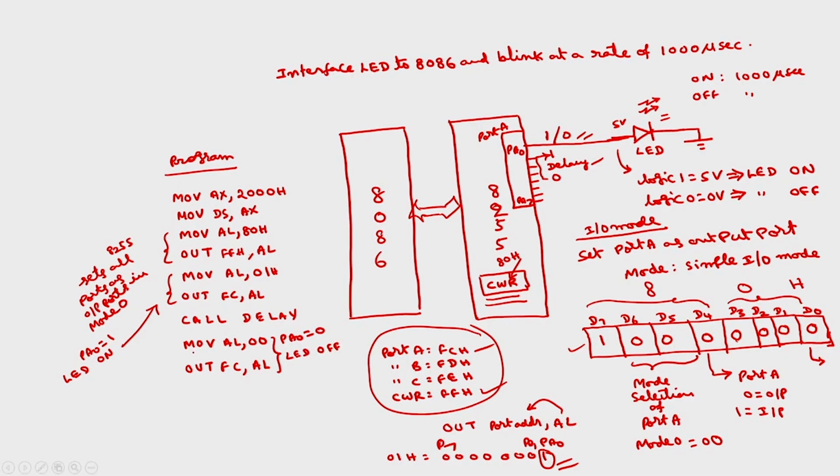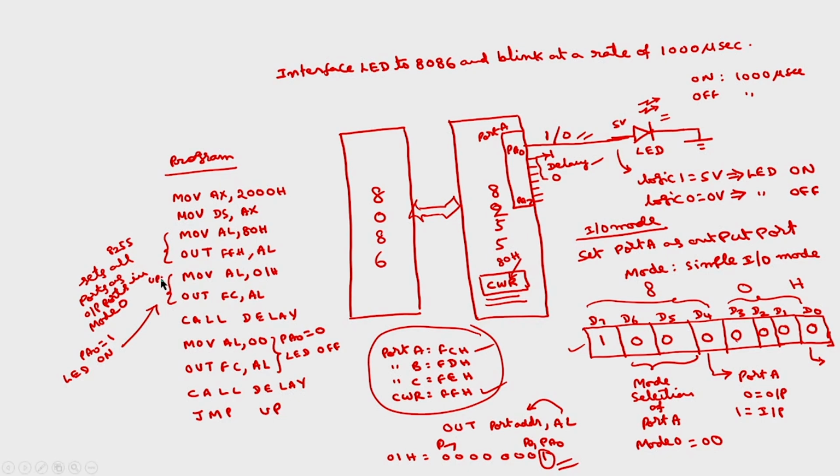So one cycle is over, on, then call delay, off. I have to repeat the same thing. You call the same delay again, then unconditional jump to up. So this up will be at this instruction.